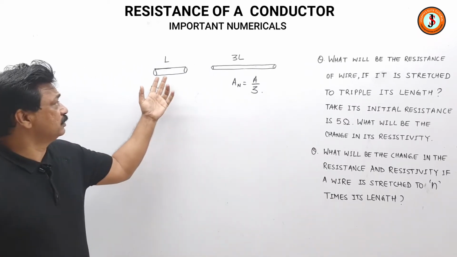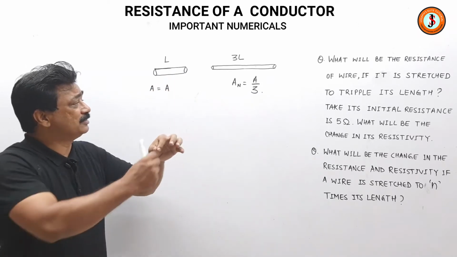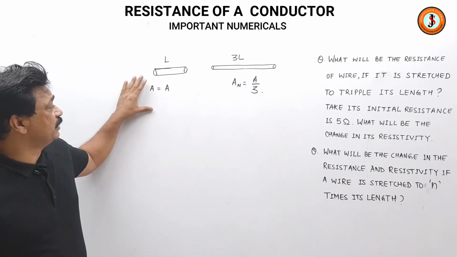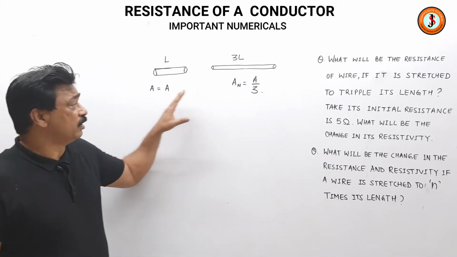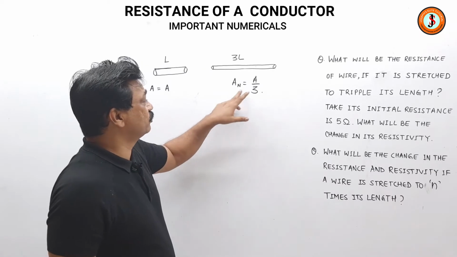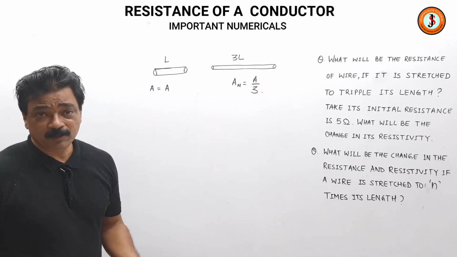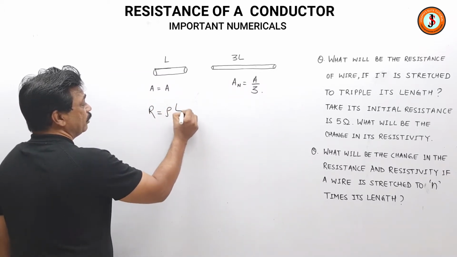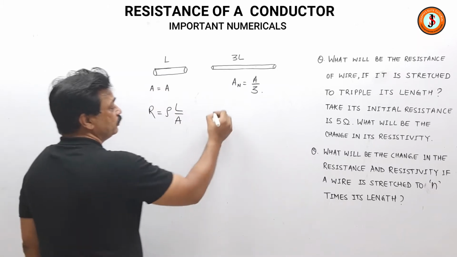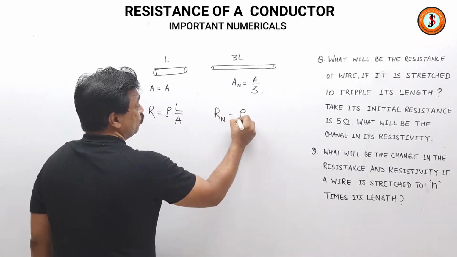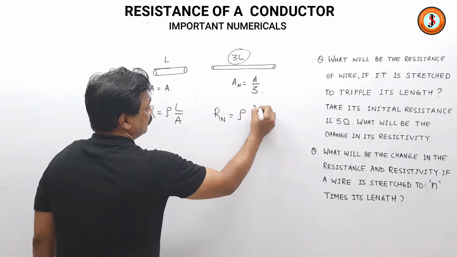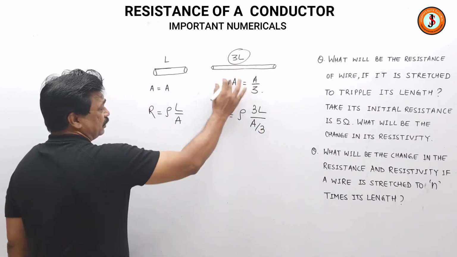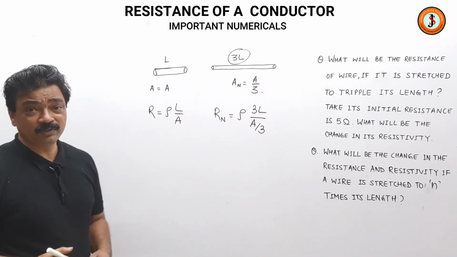So here I have drawn the same thing. See what happens? There is a wire of length L and it is stretched 3 times. So if its initial area of cross section was A meter square, its new area of cross section will become A by 3. So let us compare now. The old resistance is equal to rho L by A, obviously, and the new resistance will be rho, the length here is 3L, divided by the area of cross section, which will be A by 3, isn't it? The area is now 1/3 of the initial area.